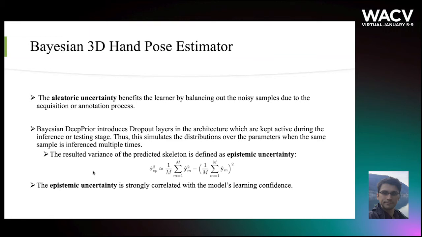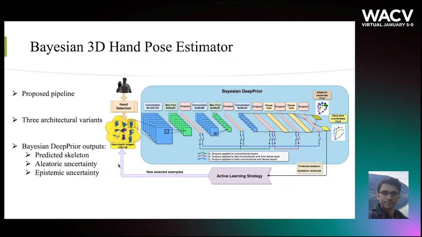The Bayesian deep prior introduces dropout layers in the architecture, which are kept active during the inference or testing stage. Thus, this simulates the distribution over the parameters when the sample is inferenced multiple times. The resulting variance of the predicted skeleton is defined as epistemic uncertainty, where M is the number of Monte Carlo inferences. We note that the epistemic uncertainty is strongly correlated with the model's learning confidence. This is our proposed pipeline, where we test different locations of the dropout layers.